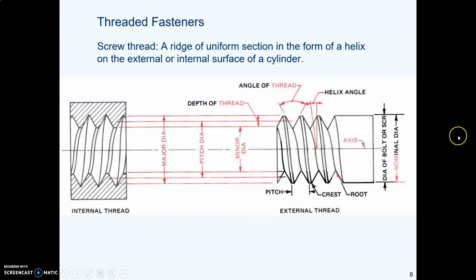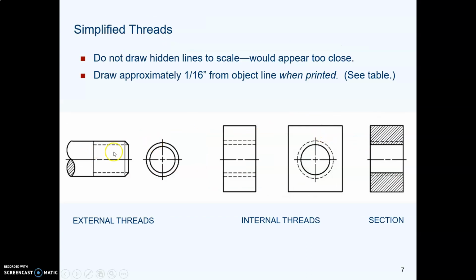To help you think about that, I've stuck our first slide back in here. So if you were looking at the end view of a bolt, you would see the peaks of the threads. You would not see the valleys, would you? So the valleys would be represented by hidden lines because you don't see those.